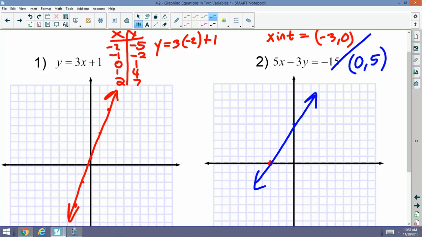I'm using the x and y intercepts here. My x-intercept, make y 0, solve for x. In the problem before, I didn't have the x and y intercepts. I made a table because a and b were not factors of c. Here, do you not see that 5 and negative 3 are factors of negative 15? So then I'm going to find my x and y intercepts.